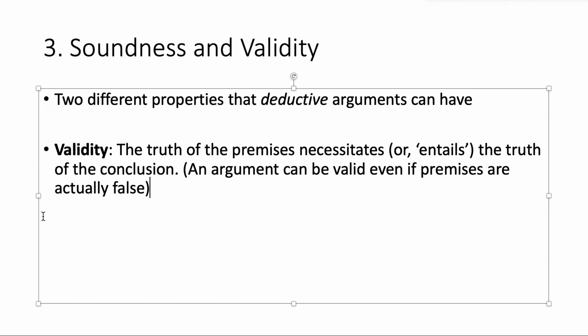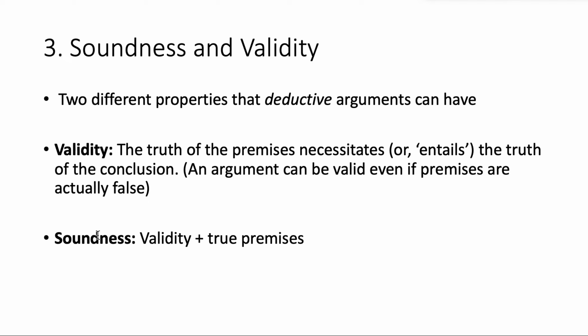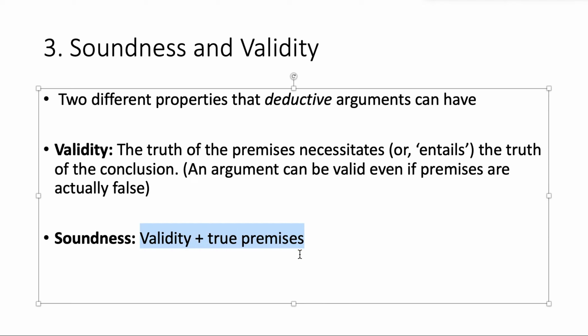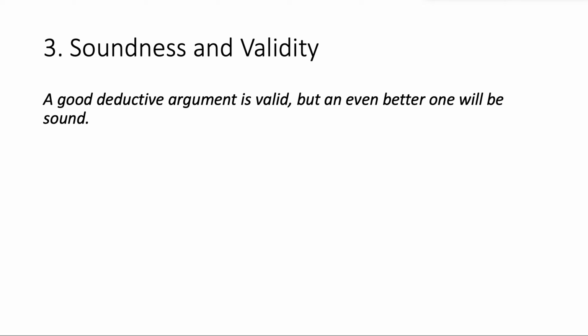So an argument can be valid, and that's a good thing, but an argument can also be sound. If it's sound, then it's valid and the premises are true. So a good deductive argument is valid, but an even better one will be sound. All right, then let's look at some examples.